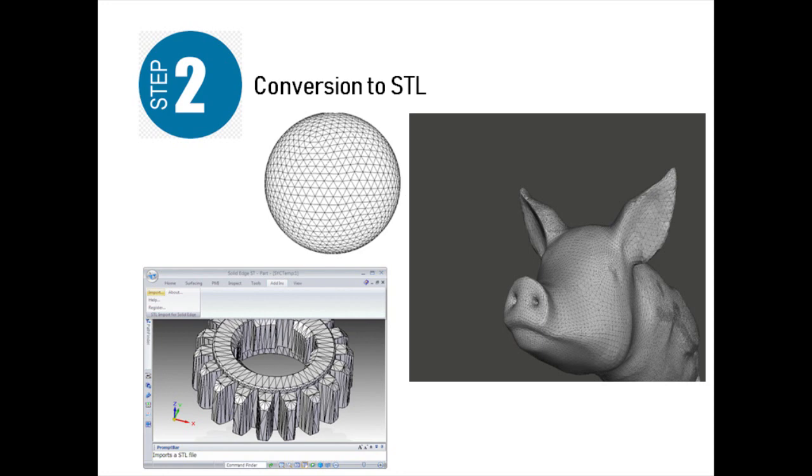Considered a de facto standard, STL is a very simple way of describing a CAD model in terms of its geometry alone. It works by removing any construction data, modeling history, etc., and approximating the surfaces of the model with a series of triangular facets.